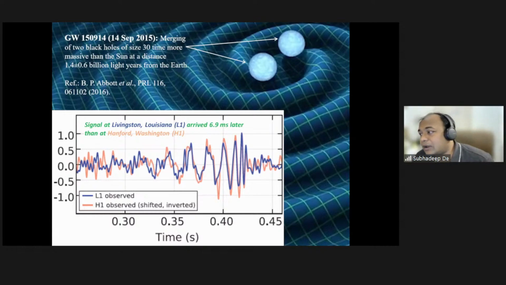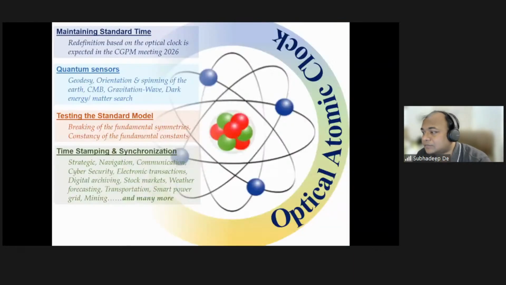So 6.9 millisecond was their accuracy, but it can be enhanced further with improvement of the optical atomic clock instead of just microwave atomic clocks, and then these locations can also be calculated more accurately. So it's very important to have time synchronization among all these detectors. It could be gravitational wave detectors, it could be radio antennas, or it could be any other experiment. I just took these two examples because these are more astronomy related.